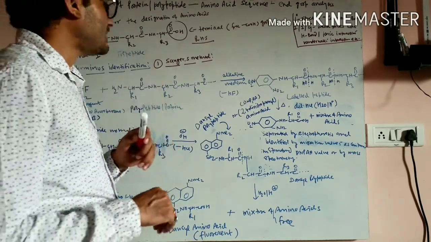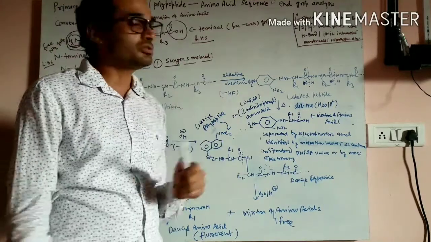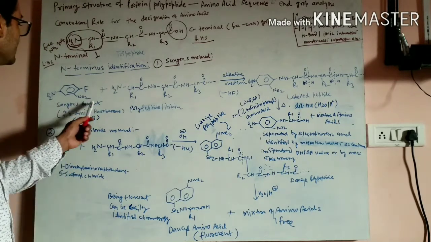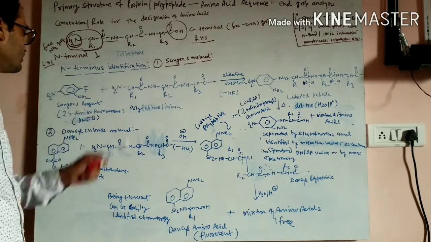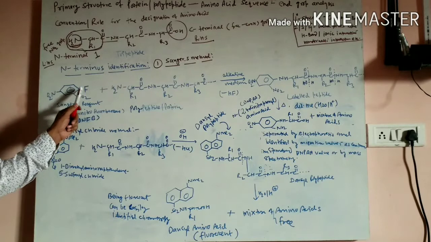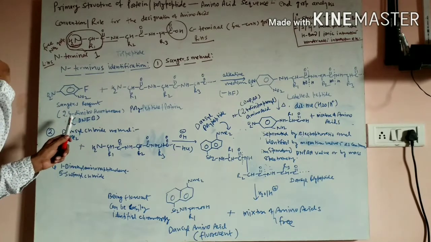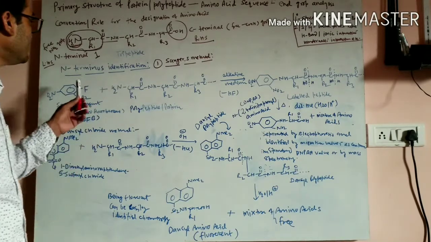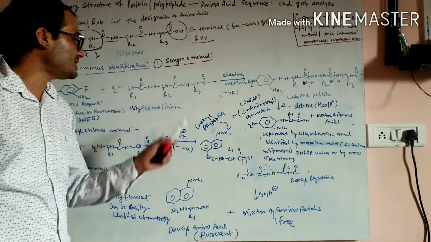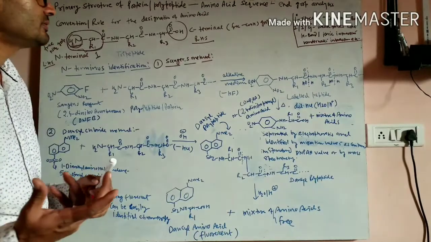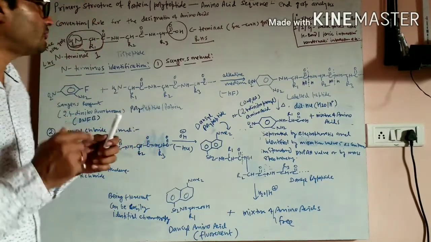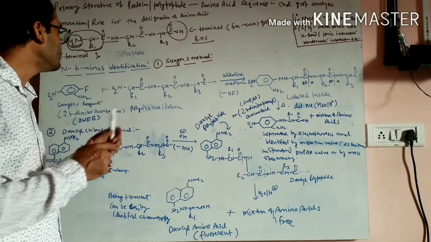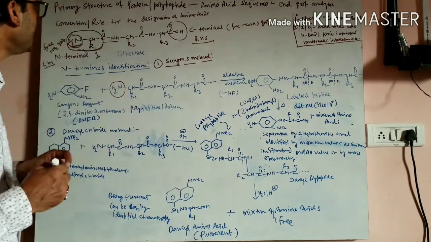And for N terminus identification, we have the first method that is called Sanger's method. Now what is Sanger's method? In Sanger's method, we take a reagent that is called Sanger's reagent, which is 2,4-dinitrofluorobenzene, DFNB, known as Sanger's reagent. When this Sanger's reagent is treated with a polypeptide chain, or a polypeptide means a protein, this is an N-terminal identification, means this 2,4-dinitrofluorobenzene will react with the free NH2 group, that is the N-terminus.